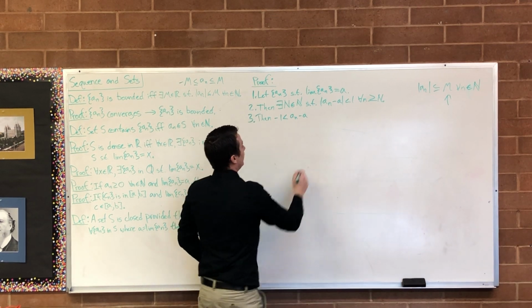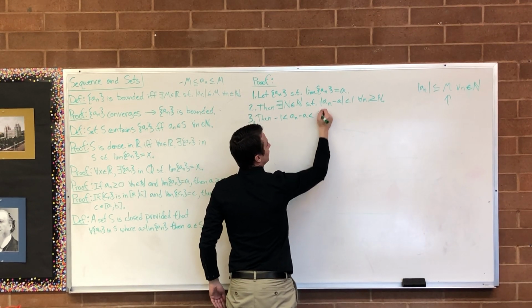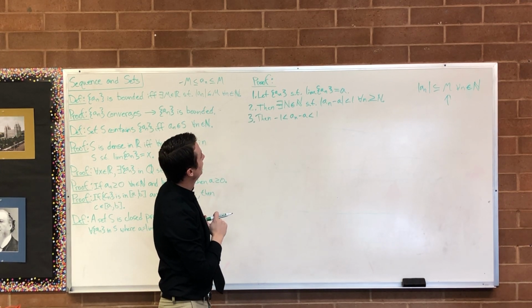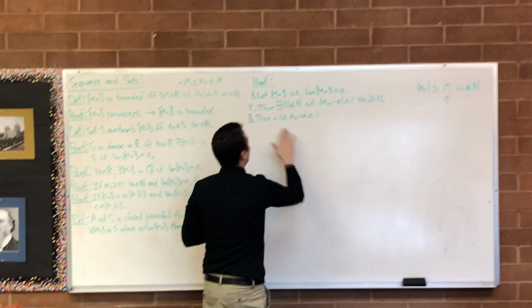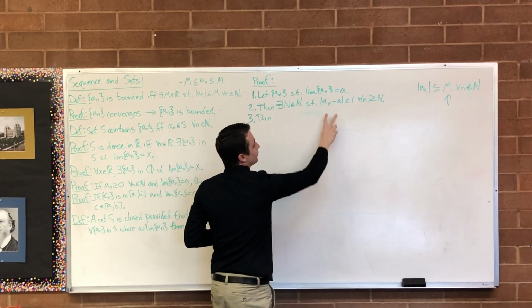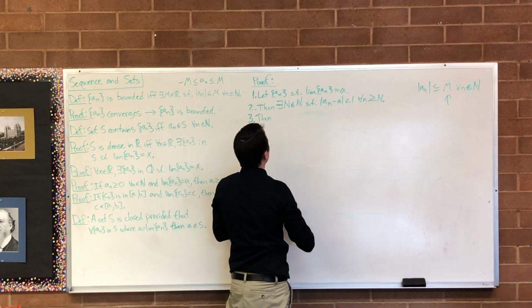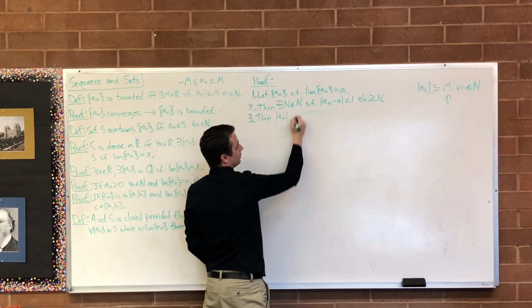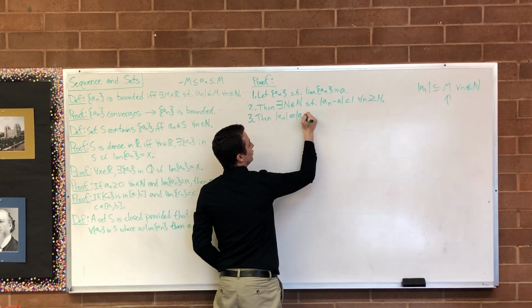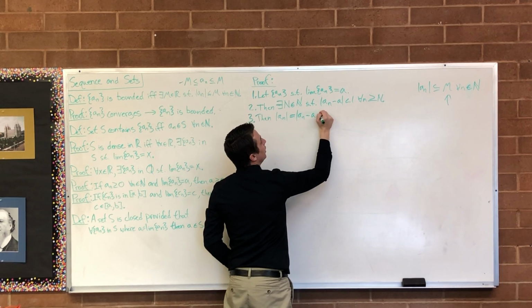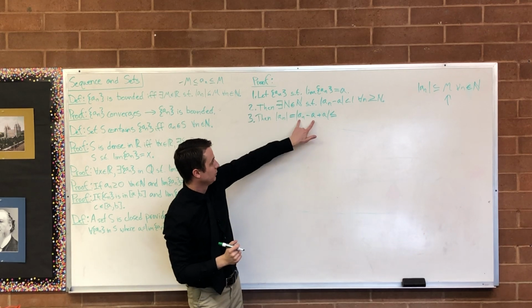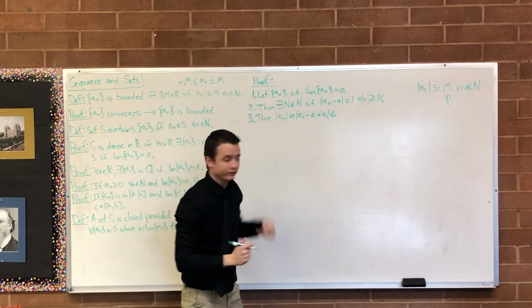How do I want to do this? Or maybe we'll do it this way. I know that this is less than 1, therefore the absolute value of a_n, which is equal to the absolute value of a_n minus a plus a, is less than or equal to, use triangle inequality, I'm going to group these two together and this one by itself.